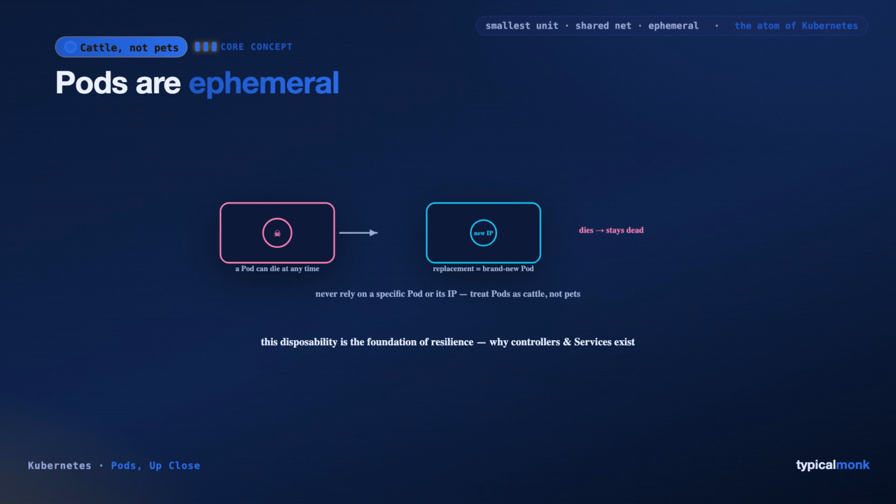You need something to automatically replace dead pods and maintain the count you want, and you need a stable way to reach pods despite their changing IPs. Those needs are exactly what controllers and services provide. The ephemerality of the pod is not a bug, it is how Kubernetes works. It is the reason the rest of Kubernetes exists in the form it does.